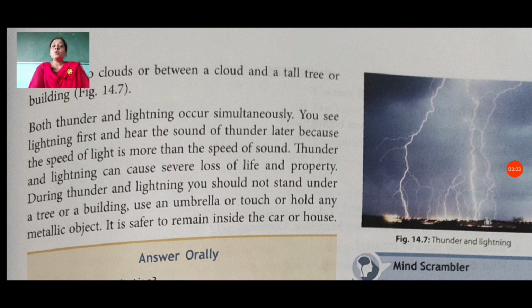Thunder and lightning can cause severe loss of life and property. It is also dangerous for people. During thunder and lightning, you should not stand under a tree or a building. Use an umbrella or touch or hold any metallic object. It is safer to remain inside a car or house. Always try to remain inside the car or in our house because this condition is dangerous for us.